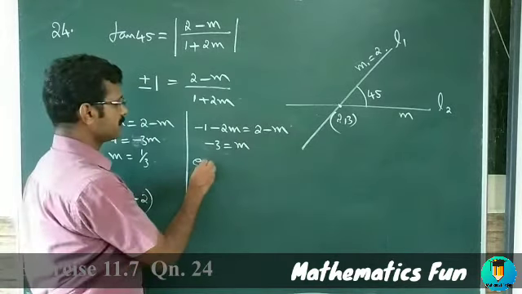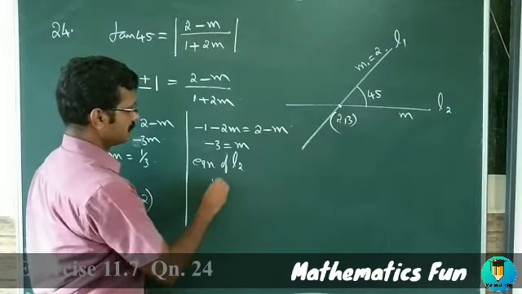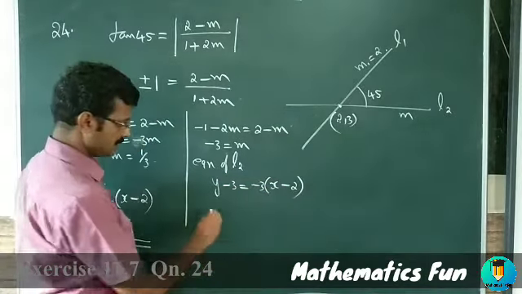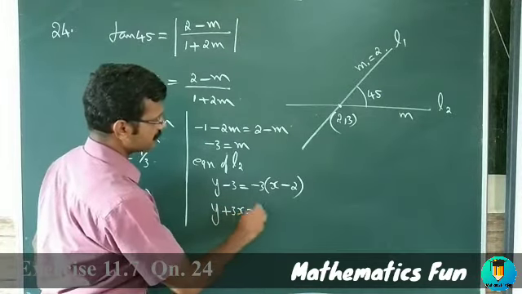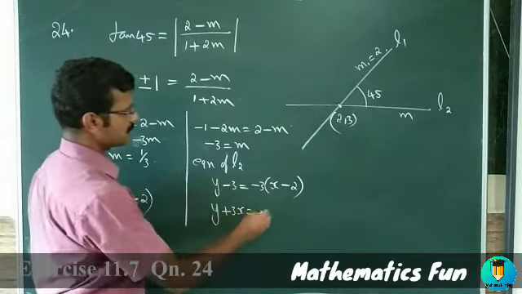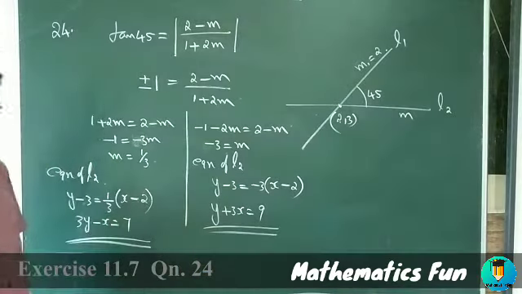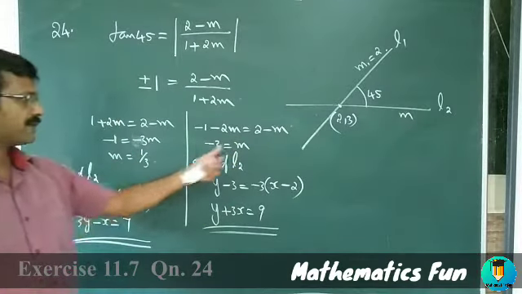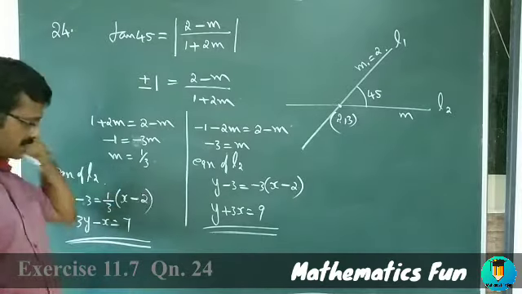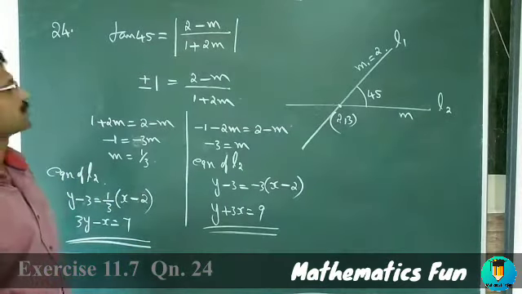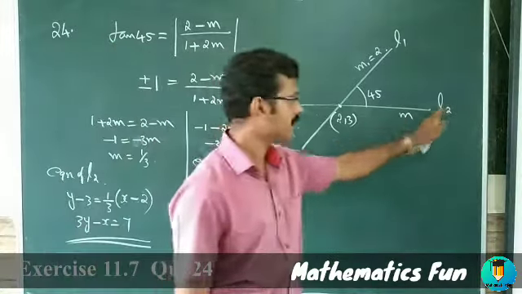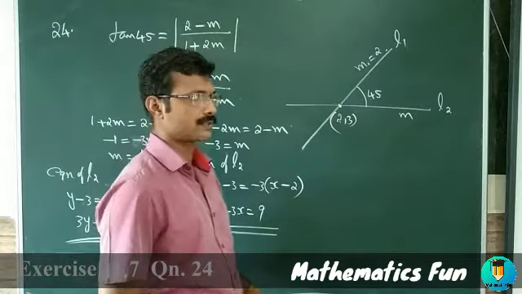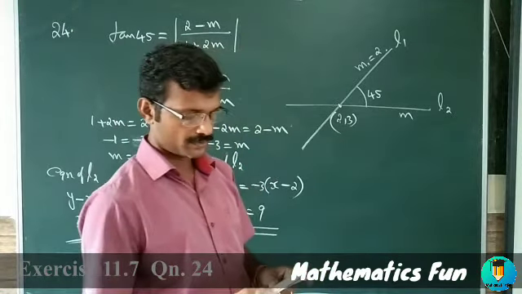Now for this case also we can write the equation of L2. Again y - y1 = m(x - x1), that is y + 3x = 6 + 3, that is 9. So there are two possibilities. Corresponding to m, we are getting two m values, which is why we got two equations. They asked for the equation of L2, so I got the equation of L2 in two forms. So this is question number 24.